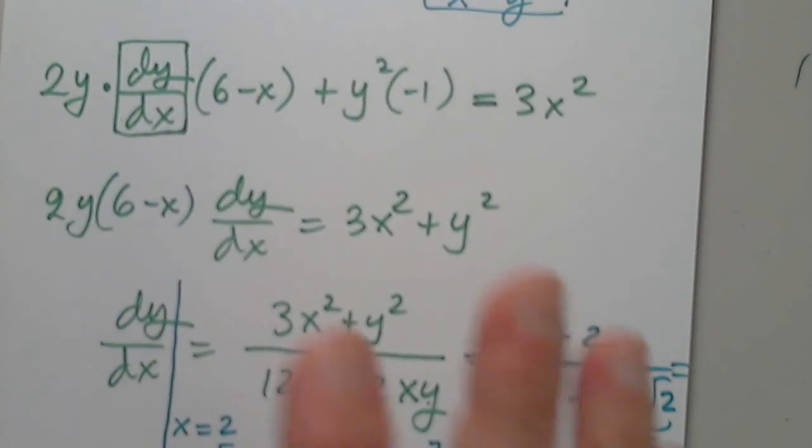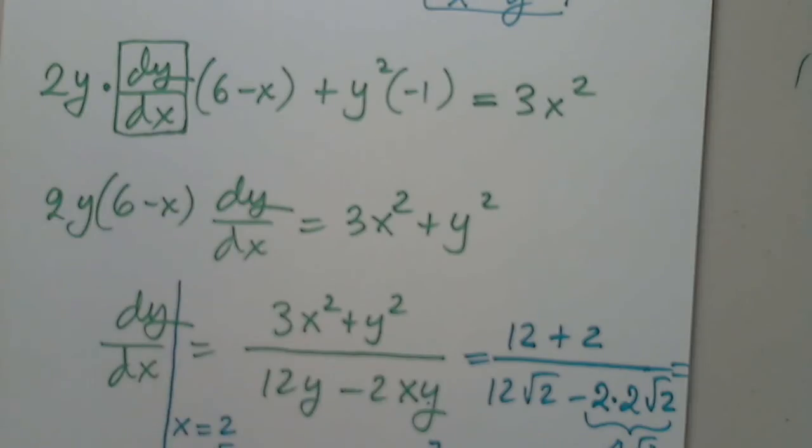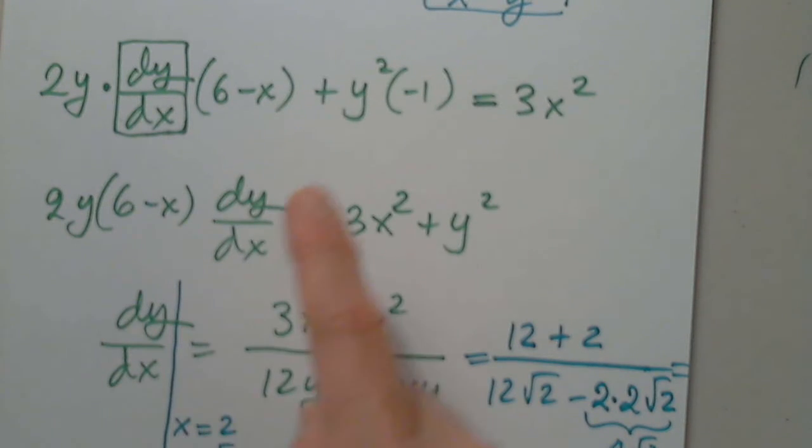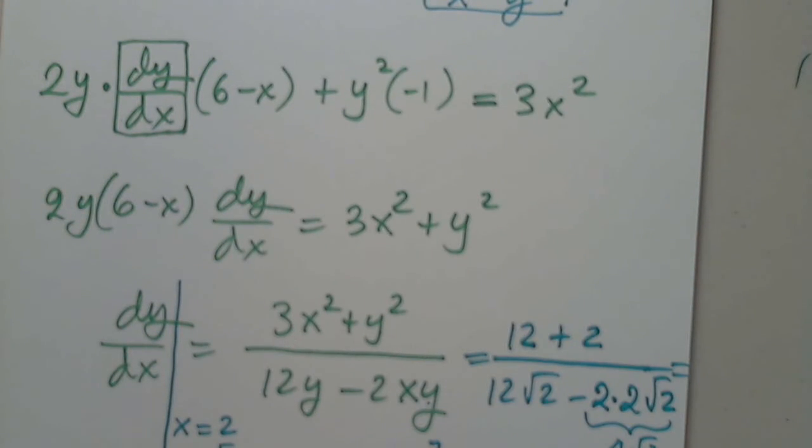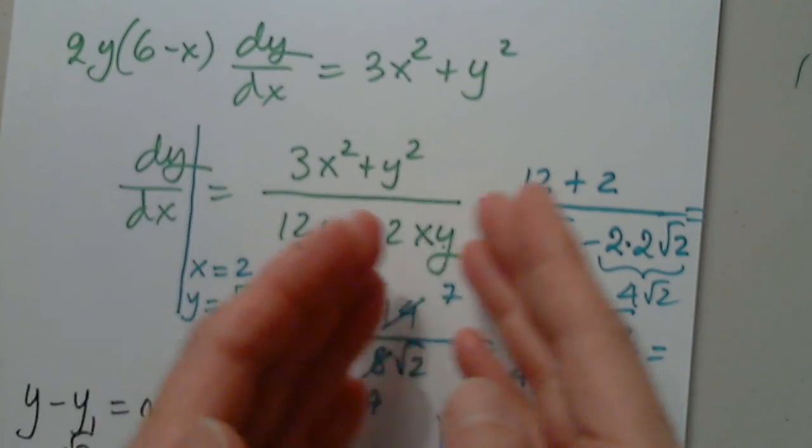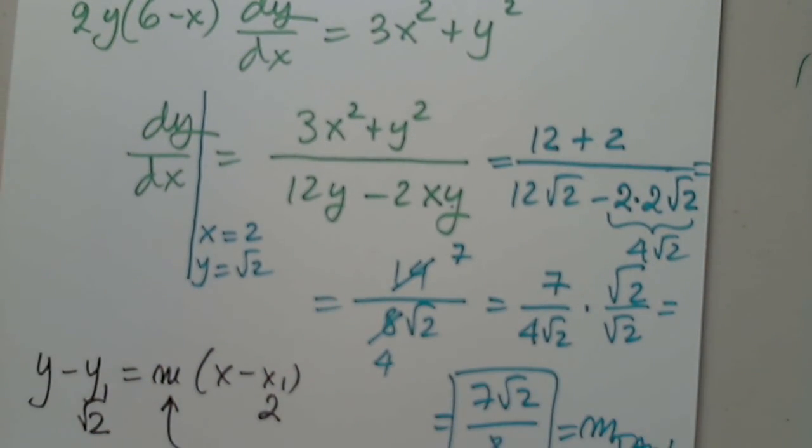So first, we differentiated both sides. We solved for the derivative. And then we plugged in these numbers, x equals 2 and y equals the square root of 2. When I calculated everything, I got this. This is the slope of the tangent line at the given point. To find the equation, I have to use the formula y minus y1 equals the slope times x minus x1. And I plug this in, and x1 is 2, and y1 is the square root of 2.